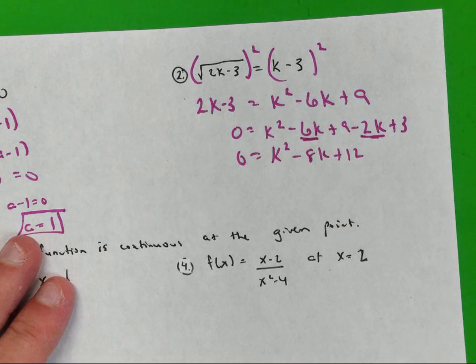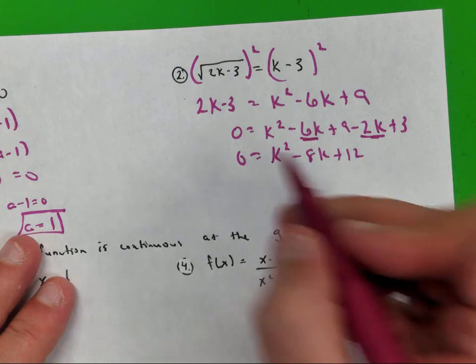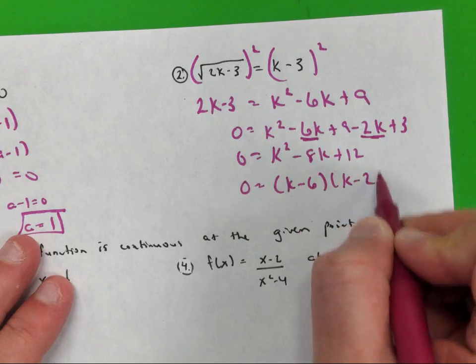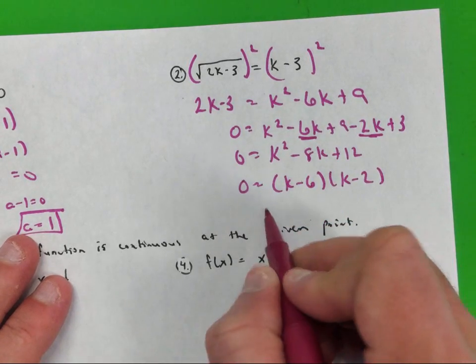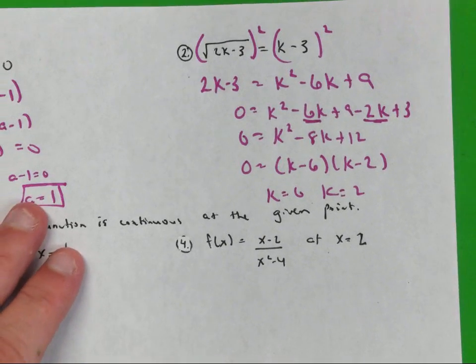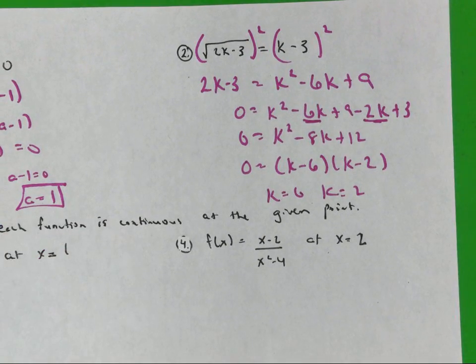It's got to multiply to give me positive 12, add to give me negative 8. That is negative 6 and negative 2. Set both of them equal to 0. I get 6 and 2. But do I need to check my answers? Yes. Okay, so let's take 6 first.